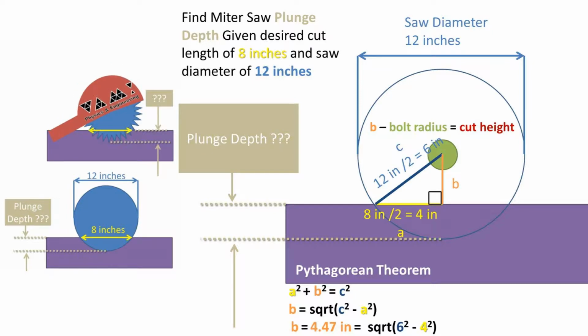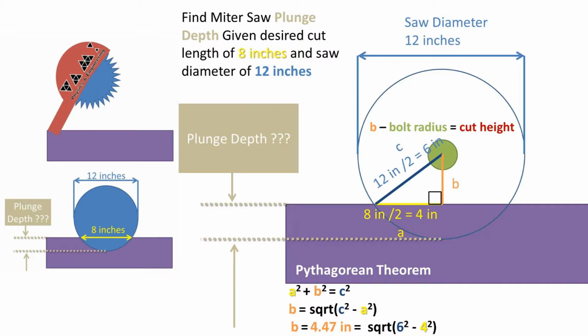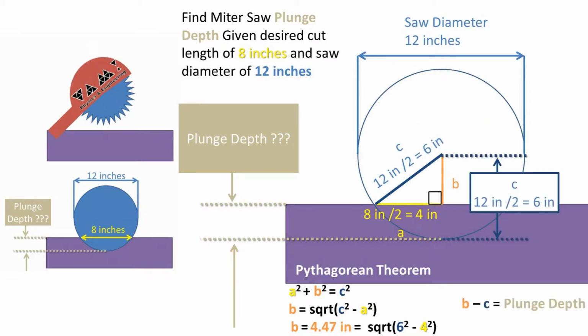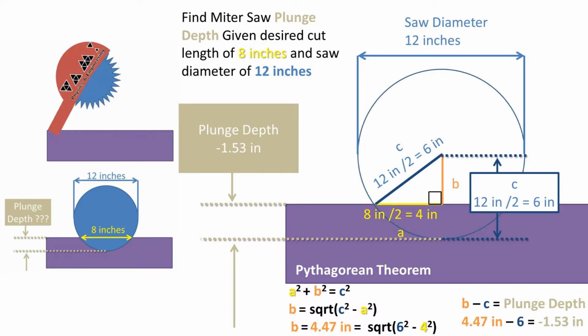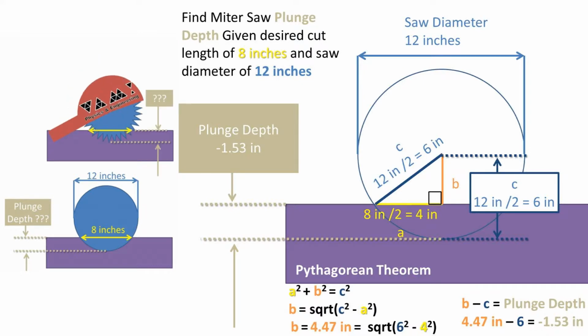This is all assuming the guard around the saw does not interfere. Looking at my graphic, it looks like it would. Now to get the plunge depth, we can take the B-side length minus the radius of the saw of 6 inches, and we get a plunge depth of negative 1.53 inches below the saw table surface.